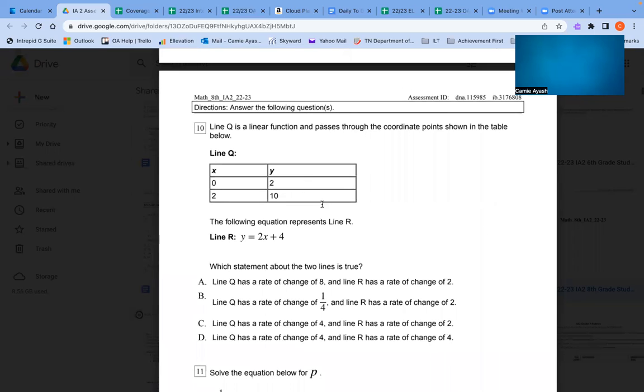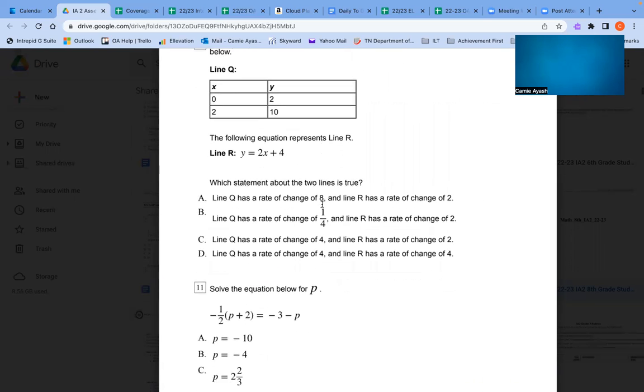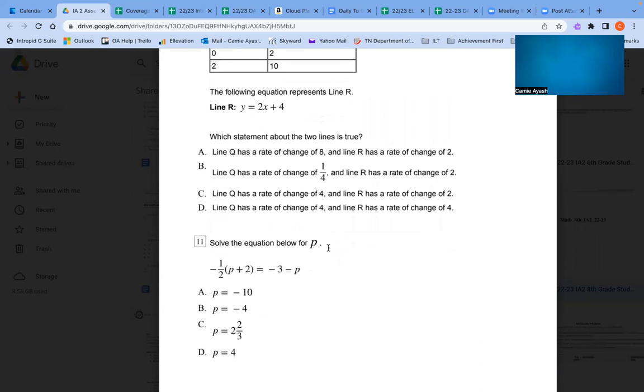Number 10, line Q is a linear function and passes through the coordinate points shown in the table below. The following equation represents line R. Line R, y equals 2x plus 4. Which statement about the two lines is true?